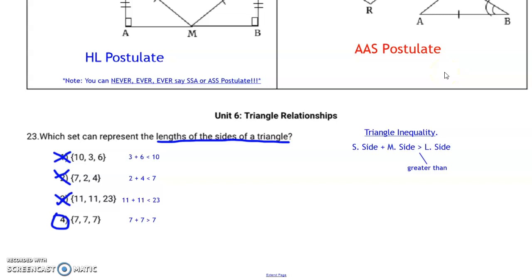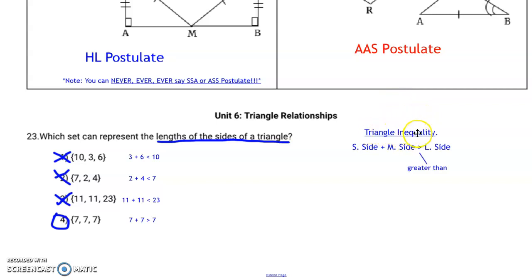We're moving on to unit number 6. This is the last unit that we have to review in order for us to get a good grade on this interim assessment number 2. Which set can represent the lengths of the sides of a triangle? Well, I know that all of these lengths of sides of triangles represent possible triangles. I'm not going to try to draw these out using a ruler and try to figure it out. I'm going to use what's called the triangle inequality.